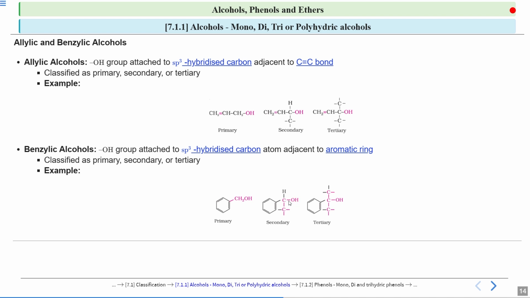The hydroxyl is attached to this sp3 hybridized carbon, which is attached to two other carbons. One is this one, and the other is the carbon of the aromatic ring. So this is a secondary benzylic alcohol, and this is a tertiary benzylic alcohol. The hydroxyl is attached to this carbon, which is attached to three other carbons. Two are substituents, and one is the carbon of the aromatic ring. So this is a tertiary benzylic alcohol.